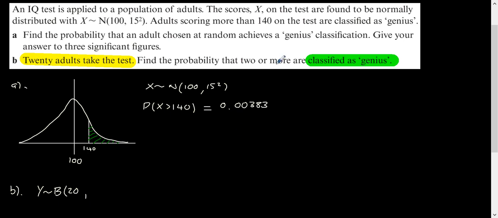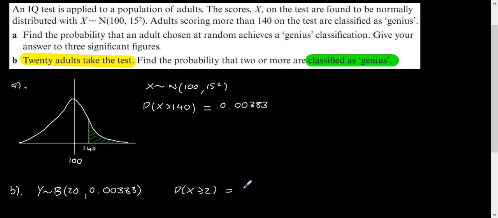So the probability of being classified as genius is what we worked out in the first part of the question. So we've got 0.00383. And so this then, although it's a normal distribution question, is throwing in a binomial with us. If we're being asked to find the probability that 2 or more, that's the probability that X is greater than or equal to 2, which if you're using the CG50 calculator, you know how to do. You can just set your lower bound as 2 and your upper bound as a high number.